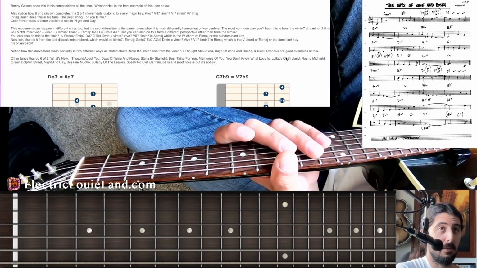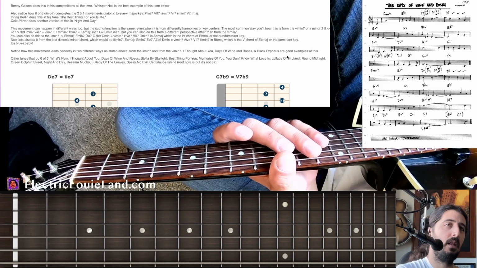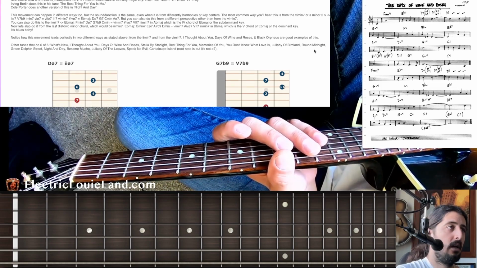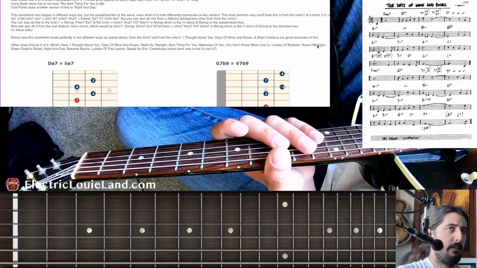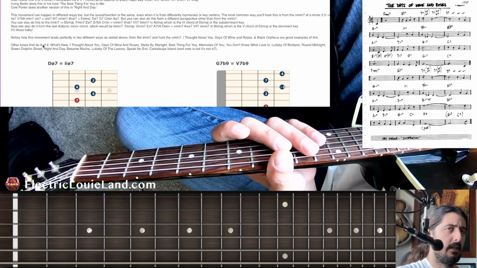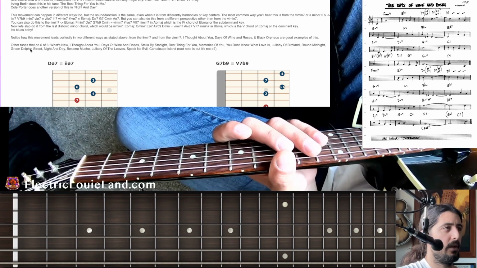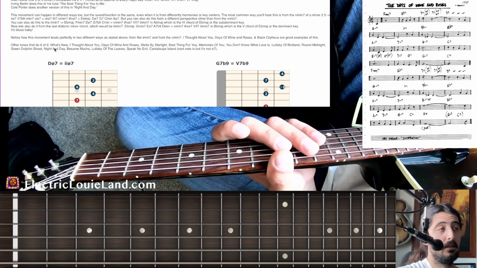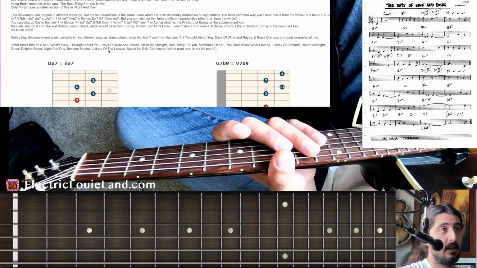You play that D half, a lot of people do. Lullaby of Birdland does this. Very cool. Round Midnight, probably, yeah, it does it. I think it's a little bit different, but kind of the same movement. Green Dolphin Street does this. Night and Day does it. We've talked about that. Lullaby of the Leaves does this a lot in the very beginning. It's kind of the movement that you hear.